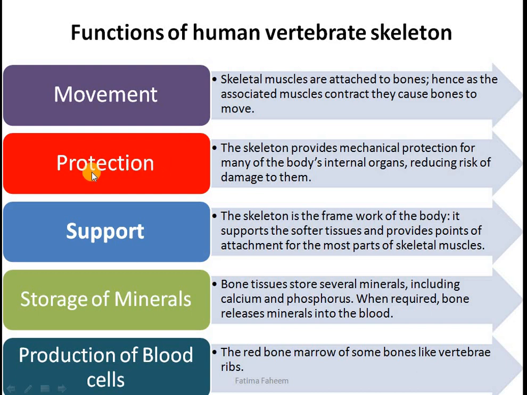Then we have the function of protection. The skeleton provides mechanical protection for many of the body's internal organs, reducing the risk of damage to them. If you know the structure of our rib cage, you see how the rib cage protects vital organs such as the lungs and heart. Then we have the cranium or skull, which protects our brain. So protection is one of the most important functions of the human skeleton system.